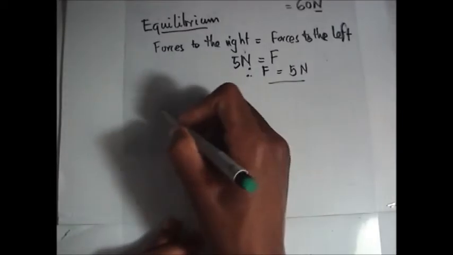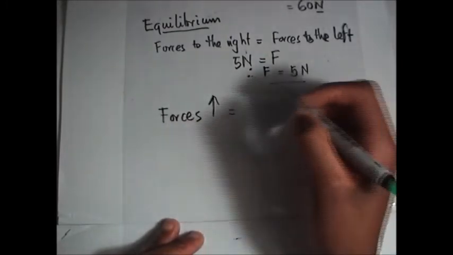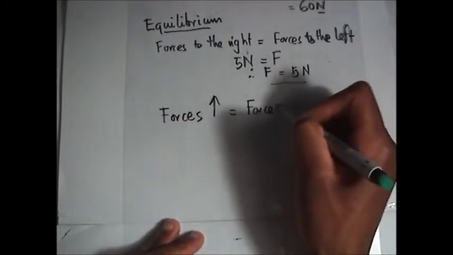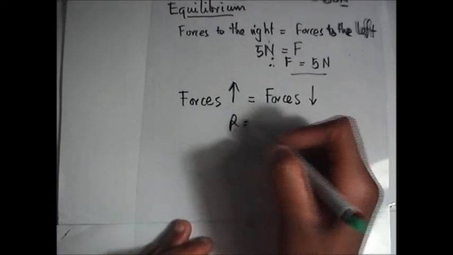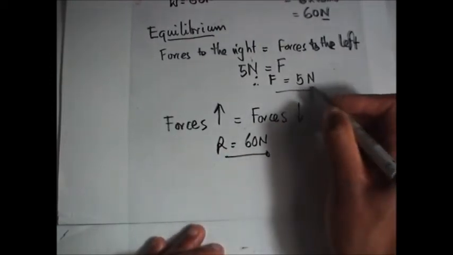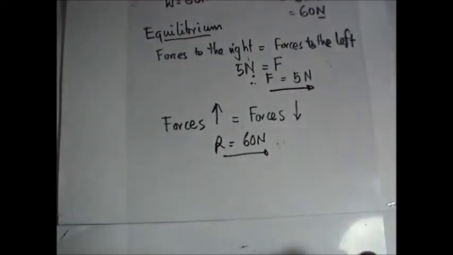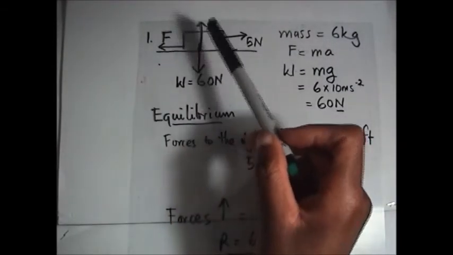So which means forces up should be equal to forces down. So what are the forces pulling up? The reaction force is pulling up. So my R should be equal to the forces pulling down, which is equal to 60 newtons. Simple as that. We have solved for our F and our R.